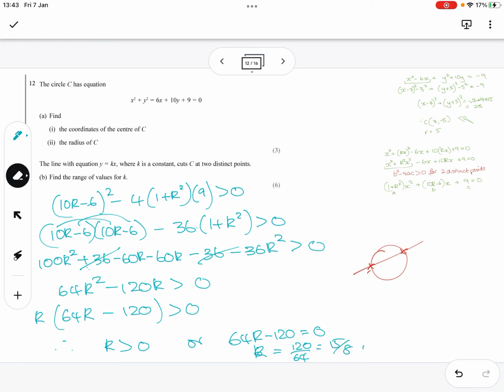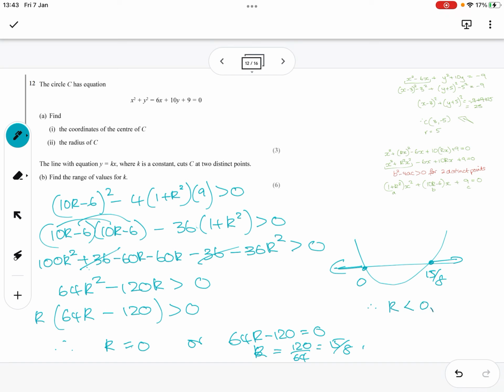Okay, now I can't say that bit. I shouldn't have written that there. Okay, these are the solutions. We have a quadratic that we want to know where it's greater than 0. This is my x-axis, so it's greater than 0 in two distinct places. So that side and that side. So this is 0 and this is 15 over 8, because 15 over 8 is bigger. So therefore this is true when k is less than 0, or k is greater than 15 over 8. That is supposed to be 15.